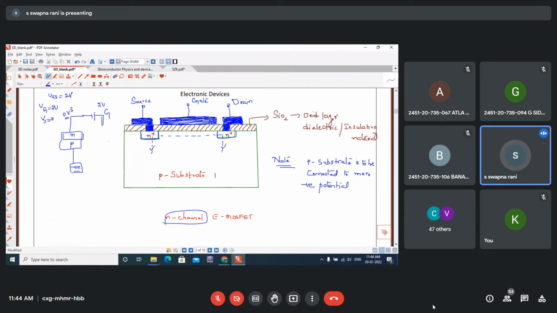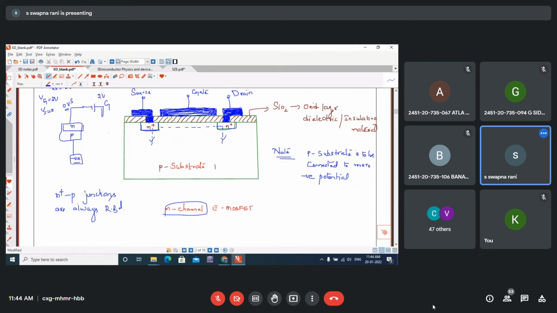So always these n plus and p junctions are always reverse biased.